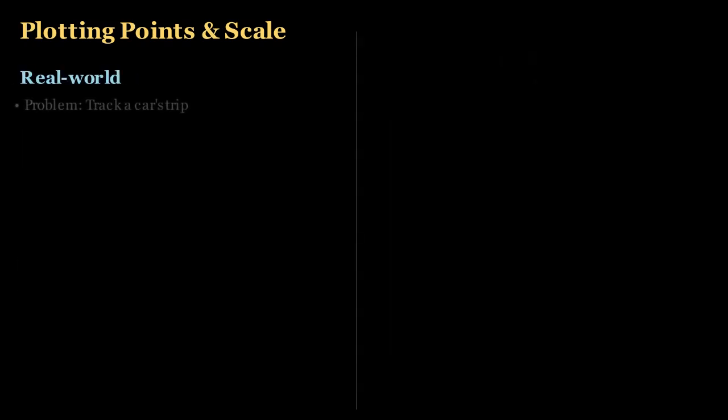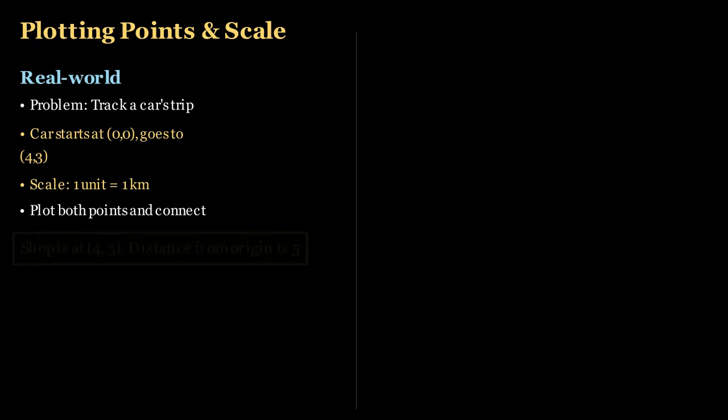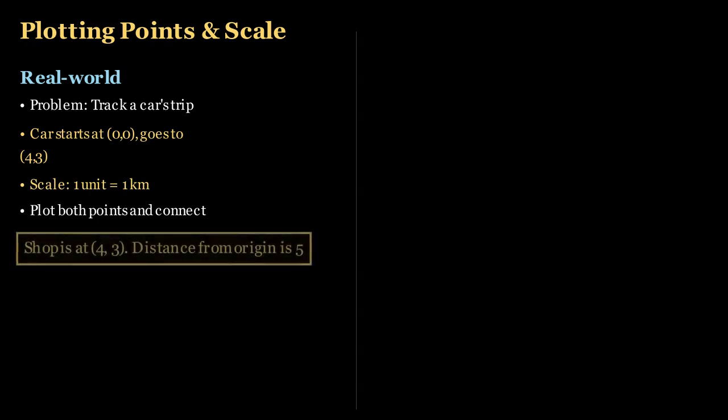To plot the car's path, you first mark the starting point at the origin. Then, you plot the shop's location. You walk 4 units to the right along the x-axis, and from there, 3 units up. You mark a dot at (4, 3) and label it. Finally, you draw a straight line connecting the 2 points. That line is the car's route. The same method lets you plot any journey, any shape, or any data on a graph.